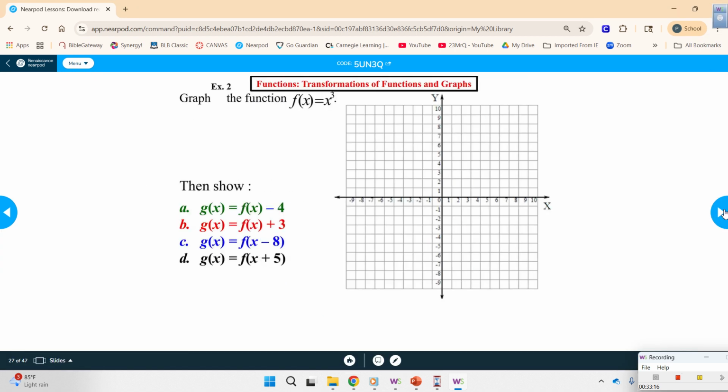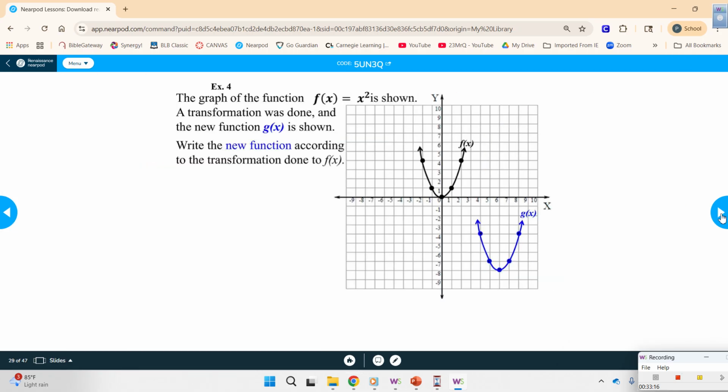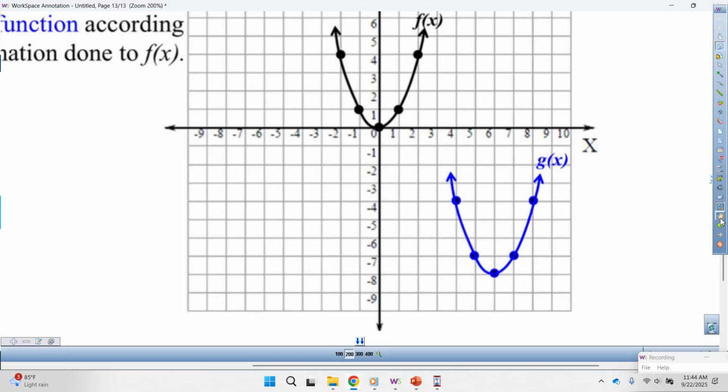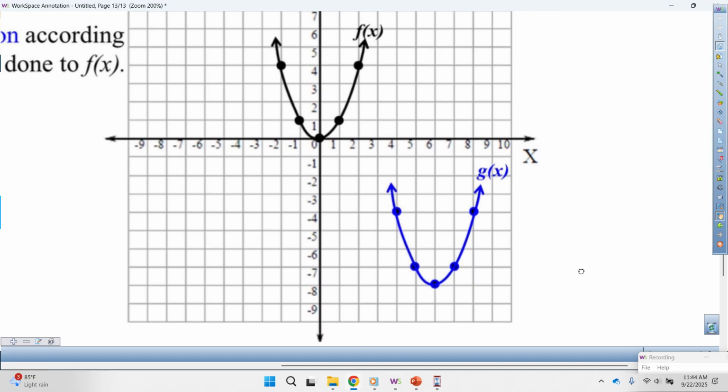On your graph paper, copy this one, Example 4. Don't copy the words, copy the graphs. Now we're going to be writing our equation from the graph. So let me zoom in. You have it already on your screen, but let me zoom in here. So copy those graphs.